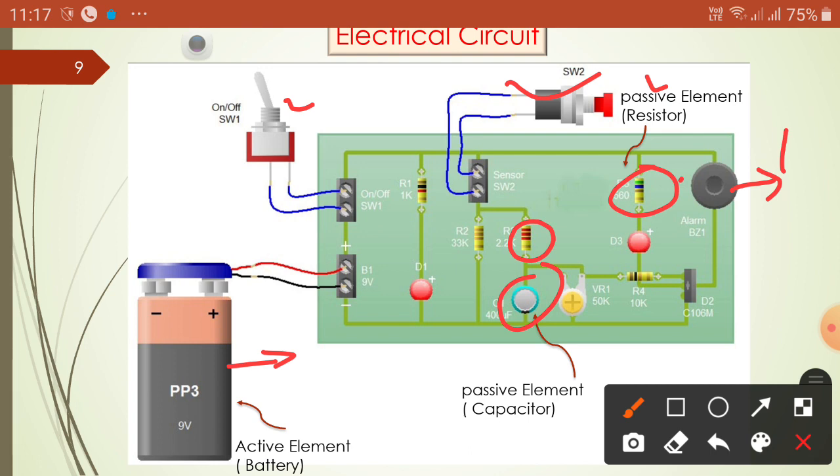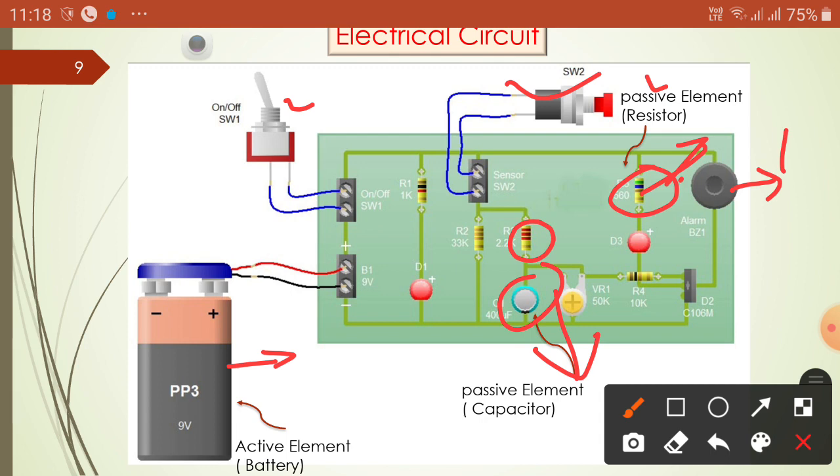That means the electric circuit consists of active elements and passive elements. What are the active elements? They give the charge particles, whether it's a battery or generators. Passive elements don't contain any source; they always absorb the charge particles. For example, the resistor is a passive element, the capacitor is a passive element, and sometimes we can use the inductor also. Okay, this is one example of our electrical circuit. Our electrical circuit consists of a number of active and passive elements.